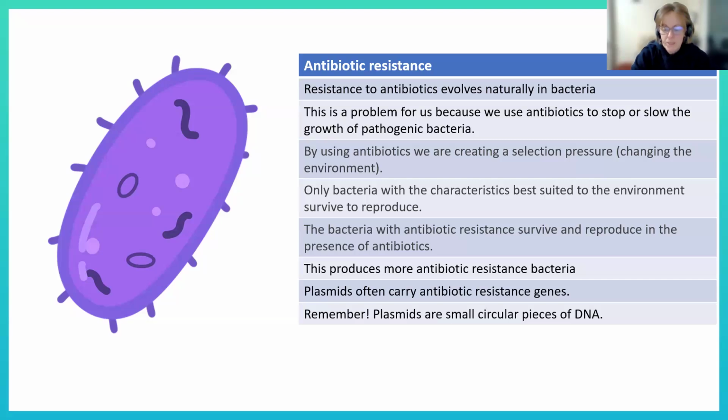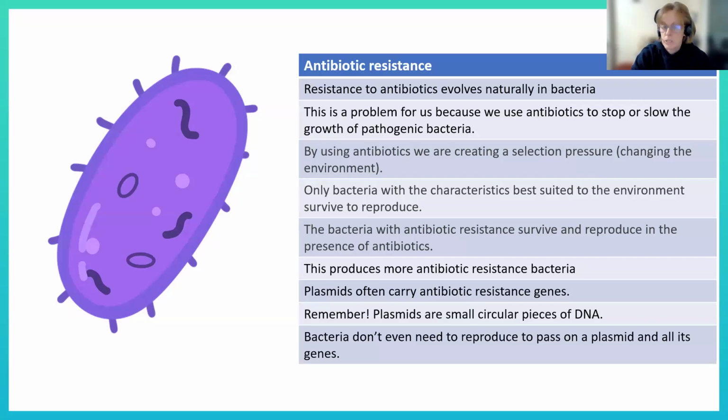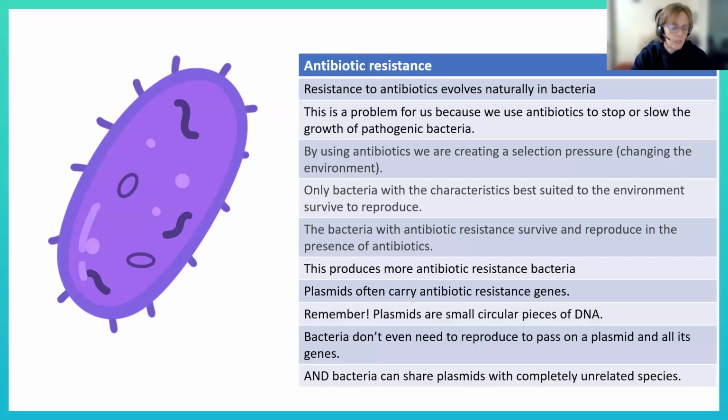But yeah, it's massively helped by these small circular pieces of DNA called plasmids that carry antibiotic resistance genes. They don't even need to reproduce to pass these on. They just need to come into contact with each other and they can pass them through specialist structures. So a real problem. And unrelated species, they don't even need to be the same species.